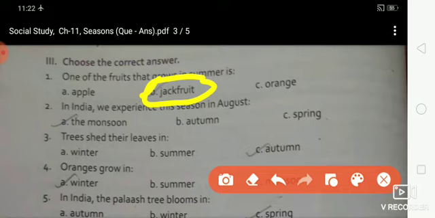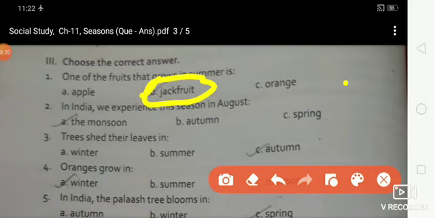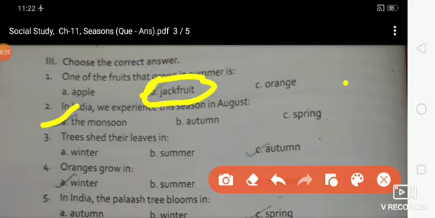Now second one. In India, we experience the rainy season in August. Option number A, the monsoon, option number B, autumn, and option number C, spring. So choose option number A, the monsoon.